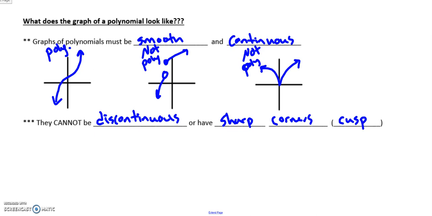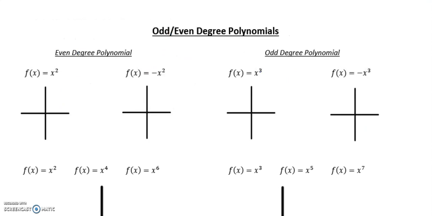So there's some basic ground rules, but more specifically, and more importantly, whenever I look at the graphs of polynomials, they're going to fall into one of two categories. They're either going to be an even degree, remember the degree is just the largest power, or they're going to be an odd degree. And there's a distinct difference between what these graphs look like.